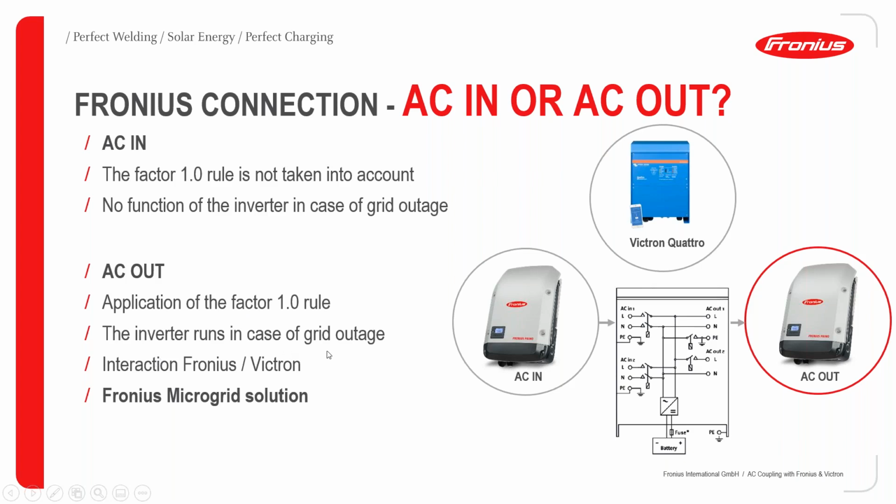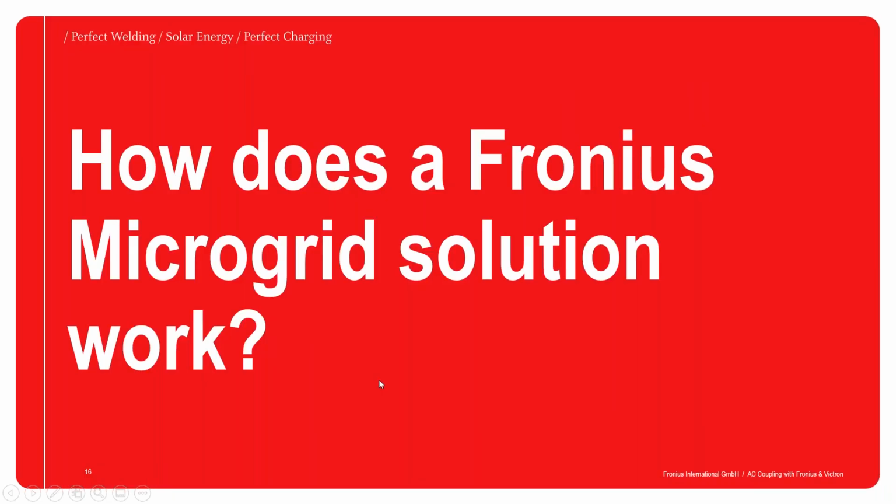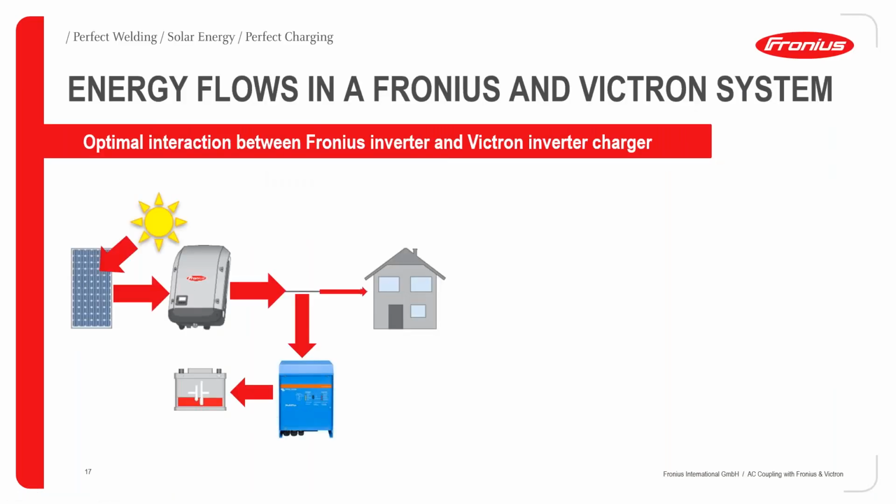The inverter runs in case of a grid outage, which I've explained earlier. And of course, we have the opportunity to enjoy the interaction and system control that comes with the combination of the Victron and Fronius microgrid solution. So let's now take a look at how the solution works. Let's take this scenario, just to see how this interaction ensures optimal operation of the system.